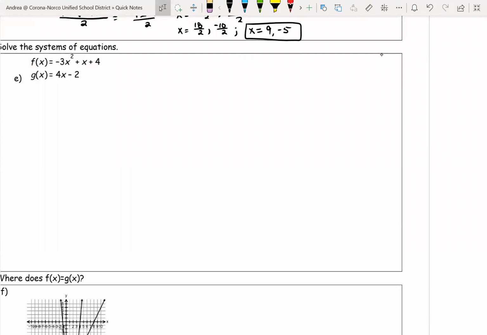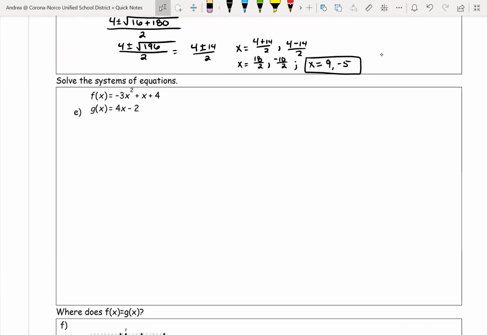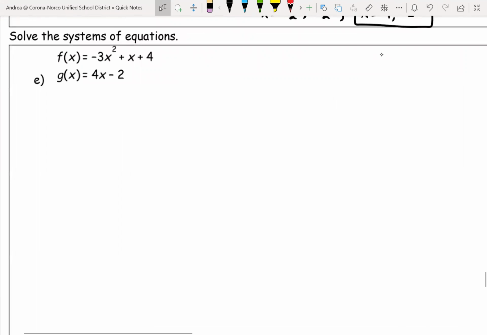Okay, back up here. So we did the quadratic formula. Now we're going to solve a system of equations, where you have two equations that are equal to each other. In this case, we're going to solve these two. We're going to set them equal to each other.